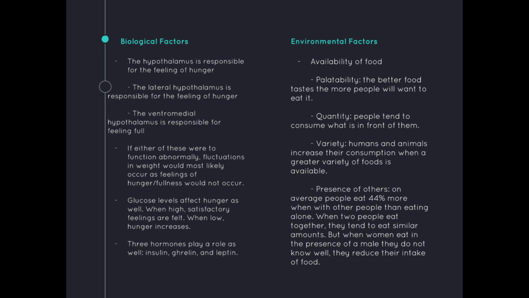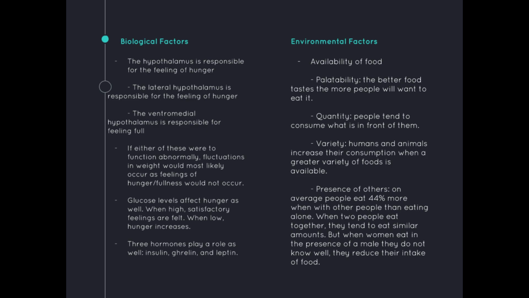The next thing we're going to be talking about are environmental factors. Now, the easiest way to explain this is basically just the availability of food in your environment. Palatability is the better the food tastes, the more people will want to eat it. Also, along with that is the quantity.